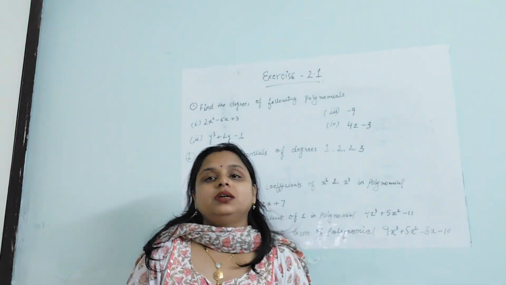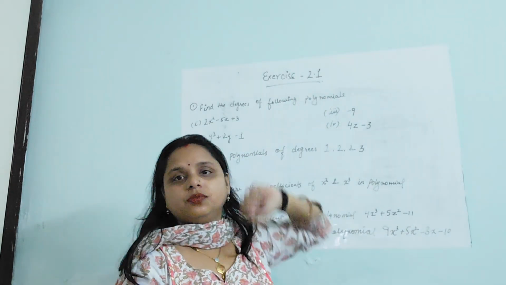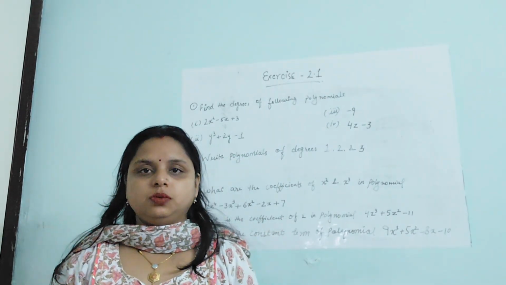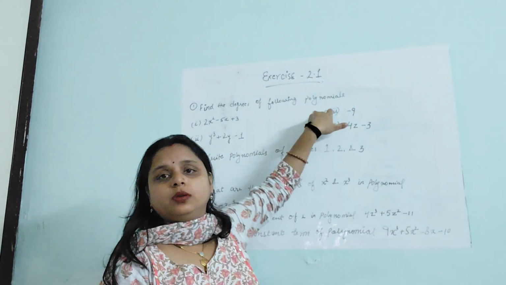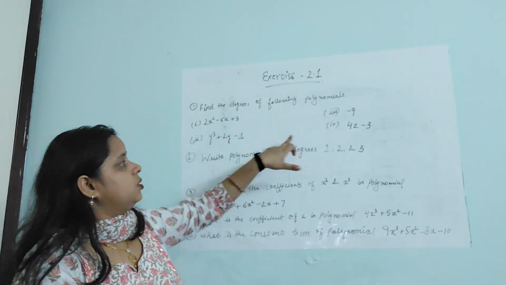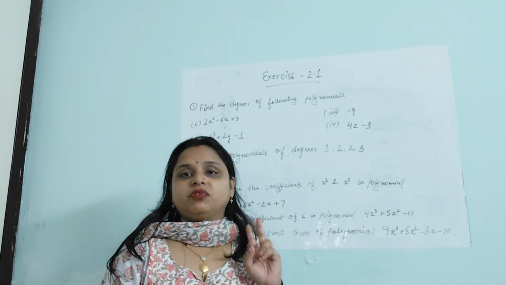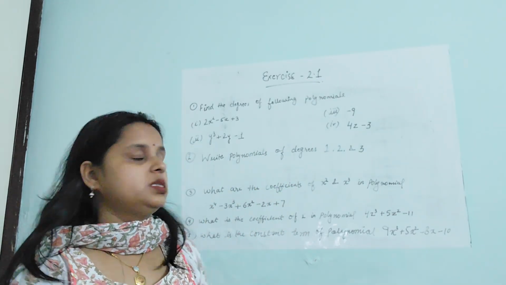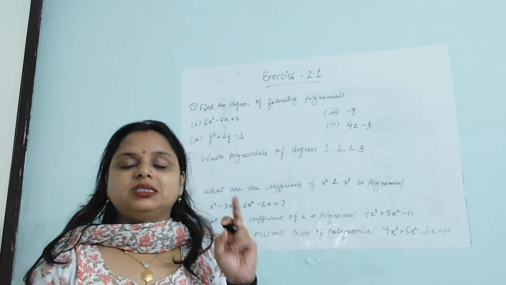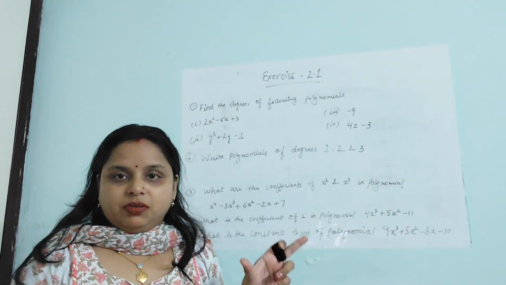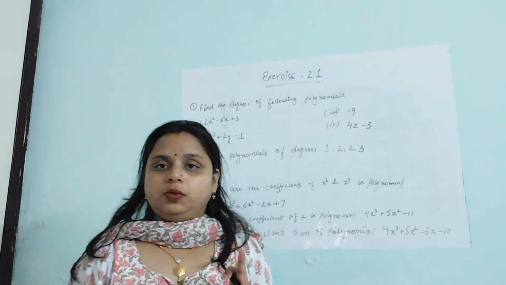Hello students, so today we will see some questions from exercise 2.1 of NCERT Maths chapter 2. Okay. So first question is, find the degree of the following polynomials. So there are 4 questions given in which we have to find the degree of the given polynomials. So like we have seen, what is degree? Degree is the highest power of the variable in any expression or in any polynomial.